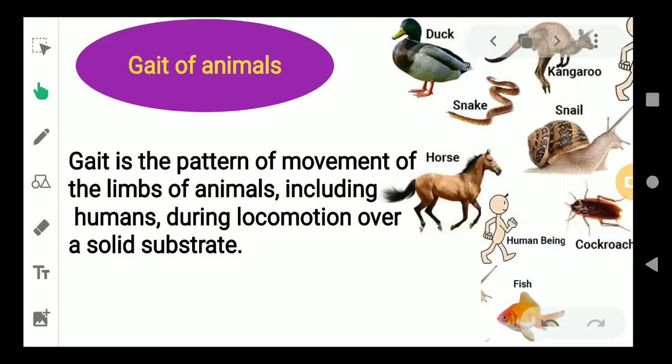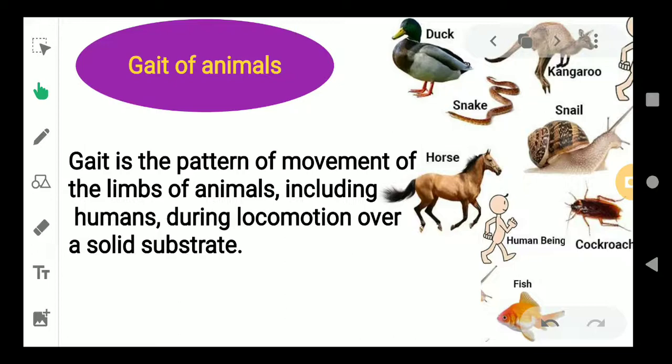Gait of animals. What is meant by gait of animals? Gait is the pattern of movement of the limbs of animals, including humans, during locomotion over a solid substrate. Gait is defined as the way an animal is moving while it is moving on a solid surface.